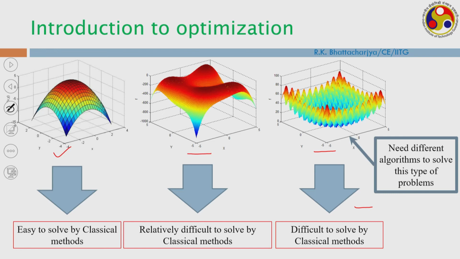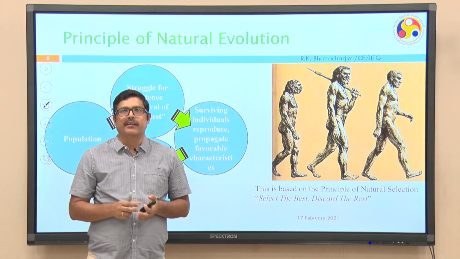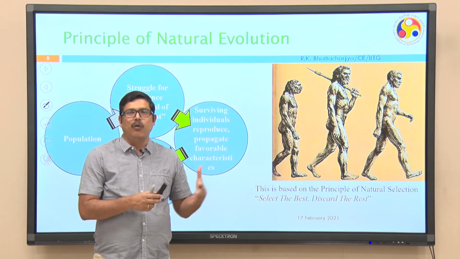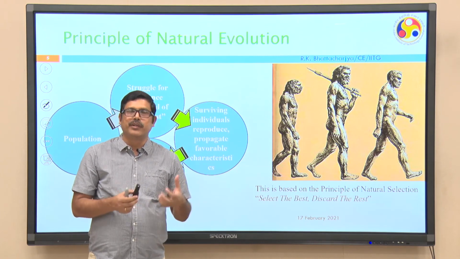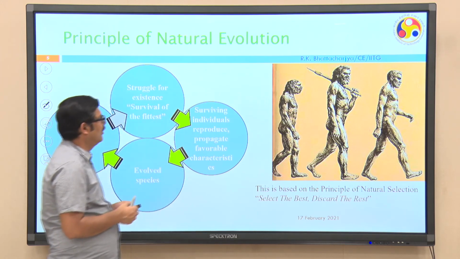You can apply a genetic algorithm, or otherwise, if the first and second type of problems are easier to solve, you can apply the classical methods. Now, let us discuss the genetic algorithm. What is the genetic algorithm and how is it derived, what is the principle, what is the philosophy? We will discuss this.